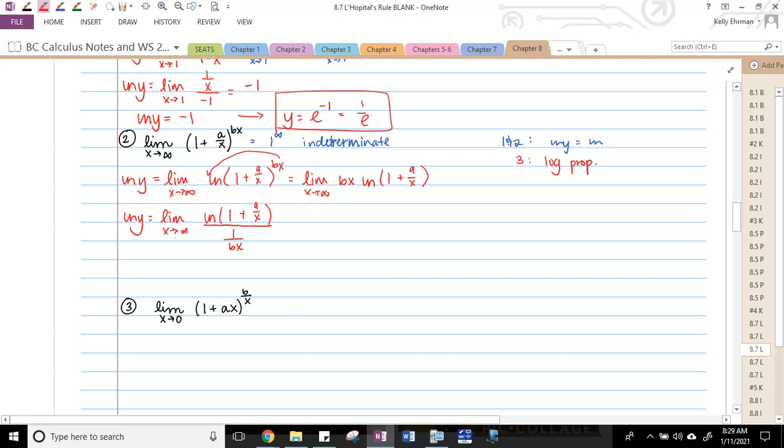All right, now at this point, let's look at plugging in infinity again. If you plug in infinity, you get the natural log of 1 plus 0, so 0, divided by 1 over infinity, so 0. So we need to show that that's happening. The limit as x approaches infinity of the natural log of 1 plus a over x equals 0, and so does the limit as x approaches infinity of 1 over bx.